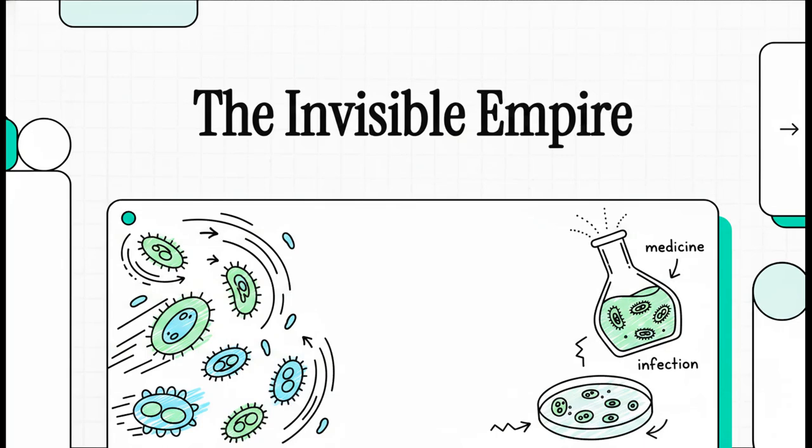Today, we're shrinking ourselves down to the microscopic level to explore the fascinating, incredibly rapid, and honestly, sometimes downright scary world of bacterial growth. If you've ever wondered how a single rogue cell can turn into a full-blown infection practically overnight, or how scientists harness these microscopic factories to pump out life-saving medicines, well, you're in exactly the right place.